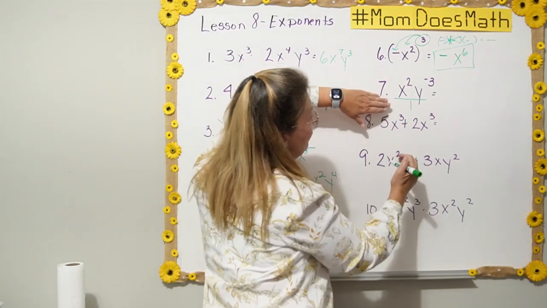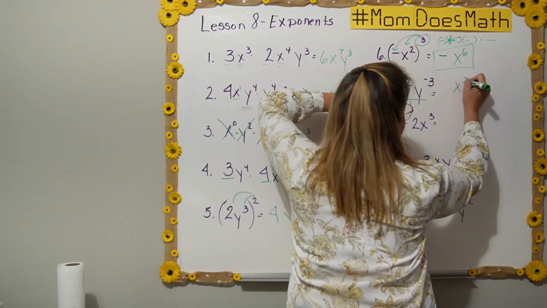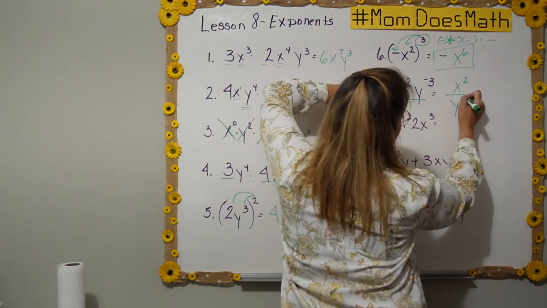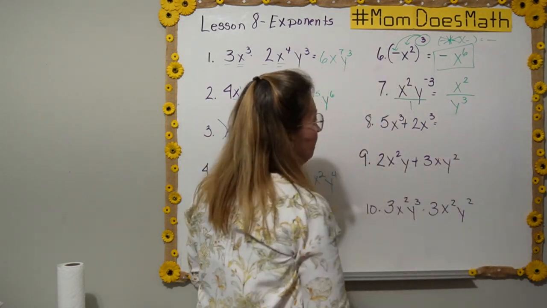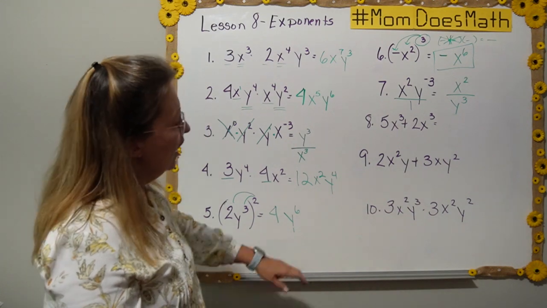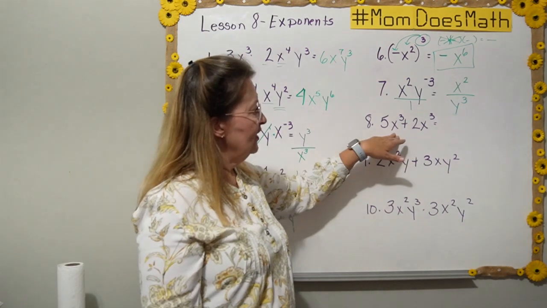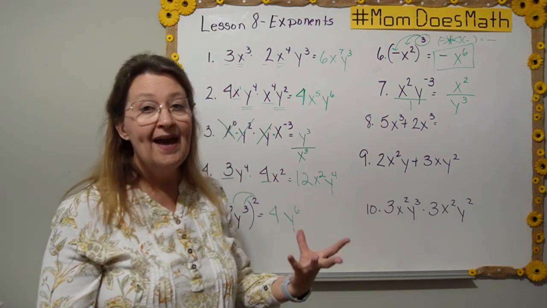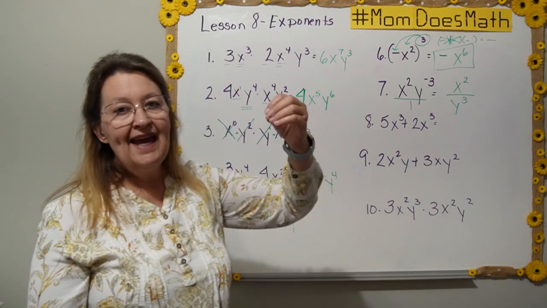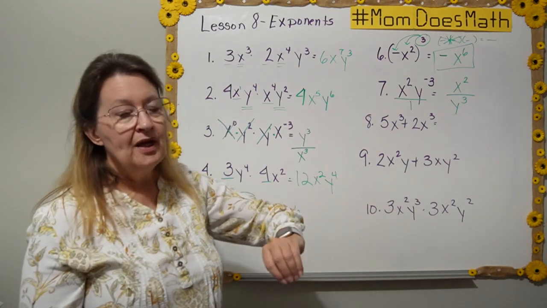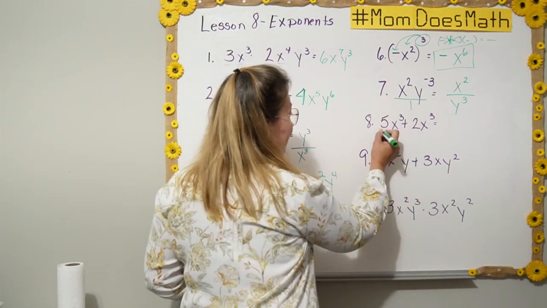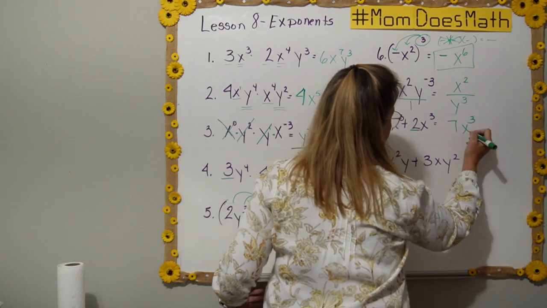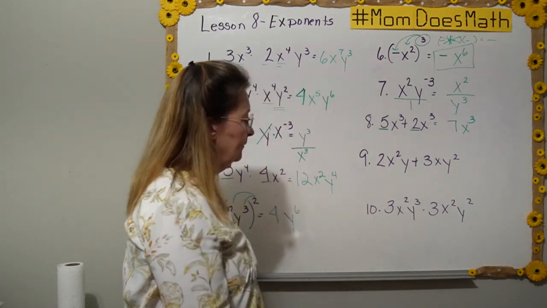So if I move it, that's going to leave x to the 2nd on the top. The y is going to go to the bottom and be positive, okay? All right, now we look at this. 5x to the 3rd plus 2x to the 3rd. Remember, when you add, your base and your exponents have to match. And then all you're doing is adding coefficients. So this is going to be 7x to the 3rd power, okay?